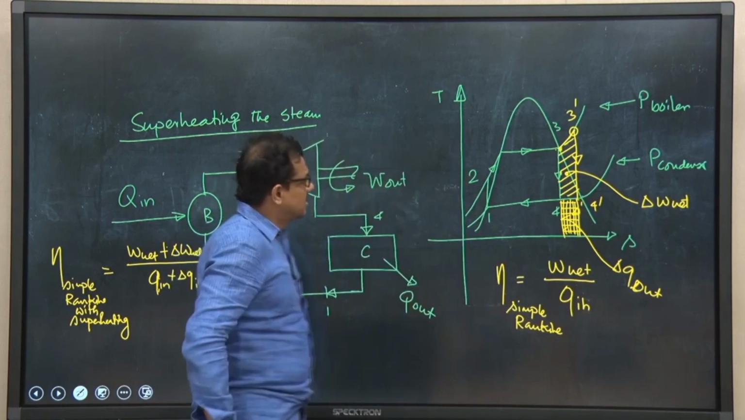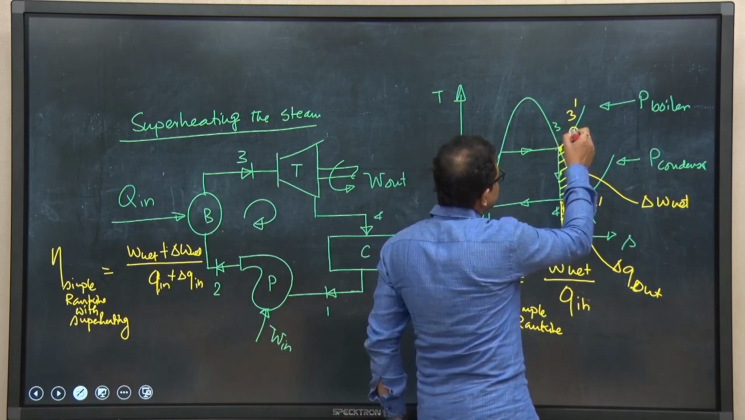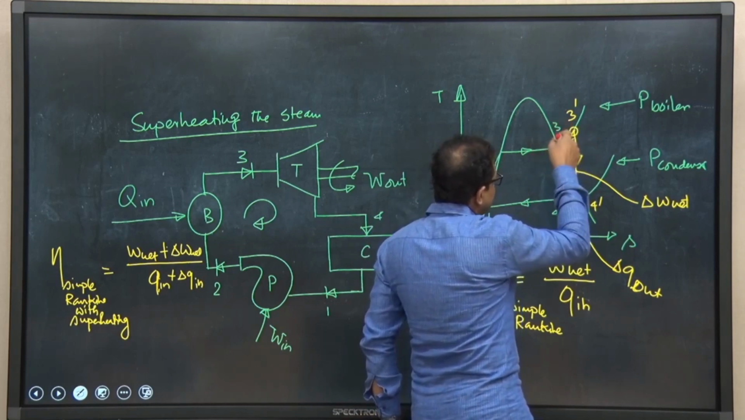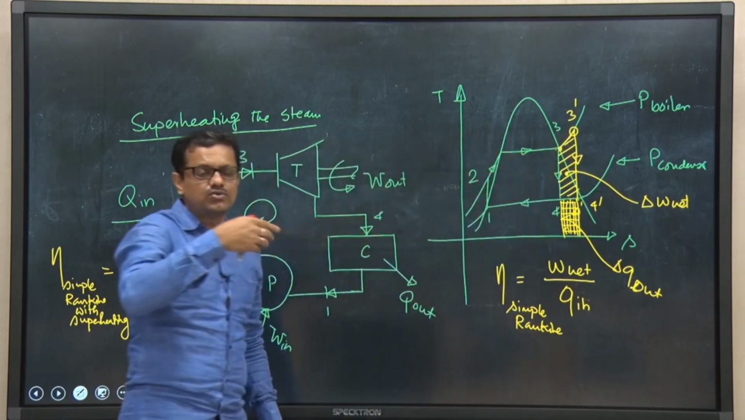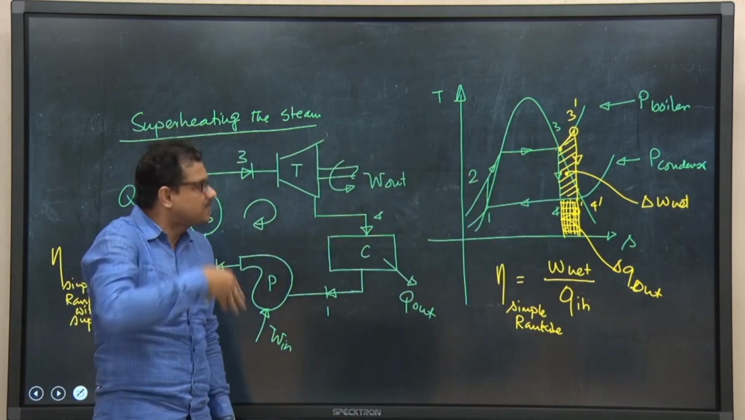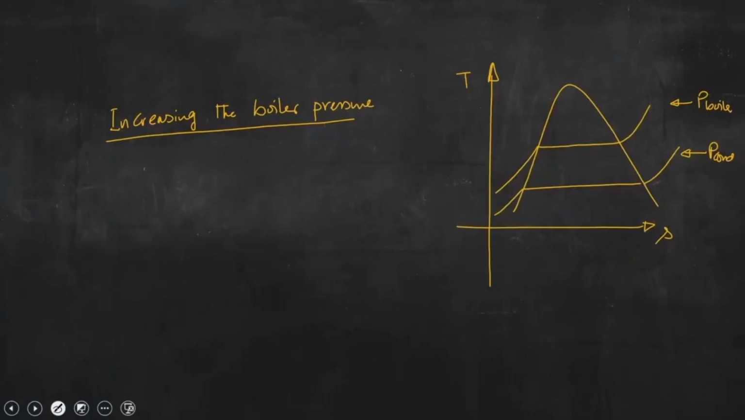So, the idea is just for the discussion. What we are doing, we are increasing temperature up to 3 prime. So, without superheating, we also can achieve the steam temperature up to that by increasing the boiler pressure. By how? Say we are superheating steam up to this particular point. This is 1, this is 2, this is 3, this is 4.